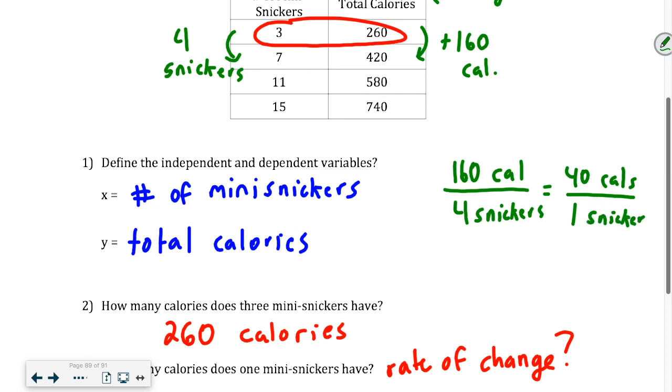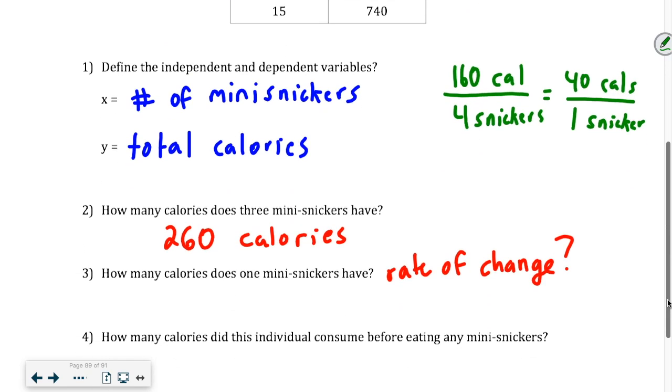All right, and again, that's important information to solve this problem. So how do we find how many calories? Well, there we go. We just figured it out. 40 calories. We found the rate of change. 40 calories for 1 mini Snicker. We found it out by finding the rate of change.